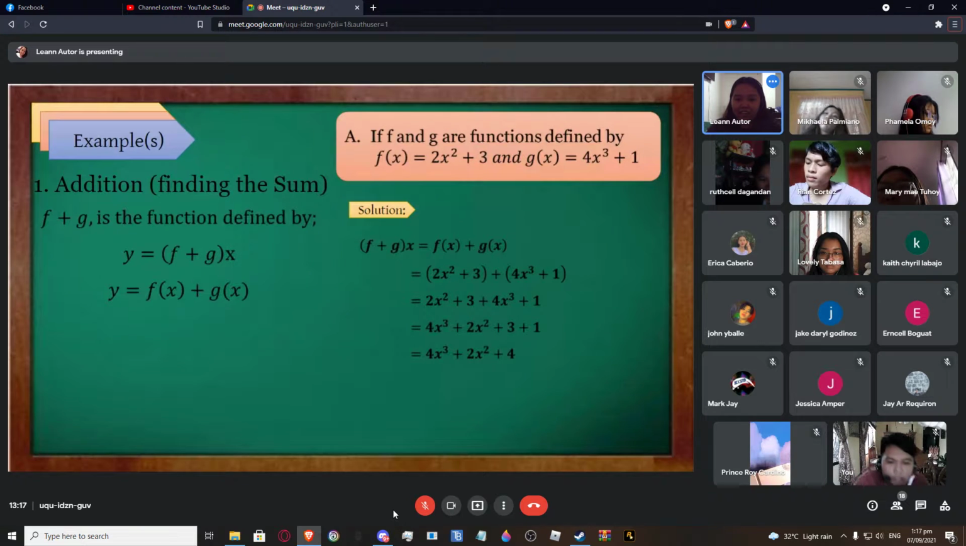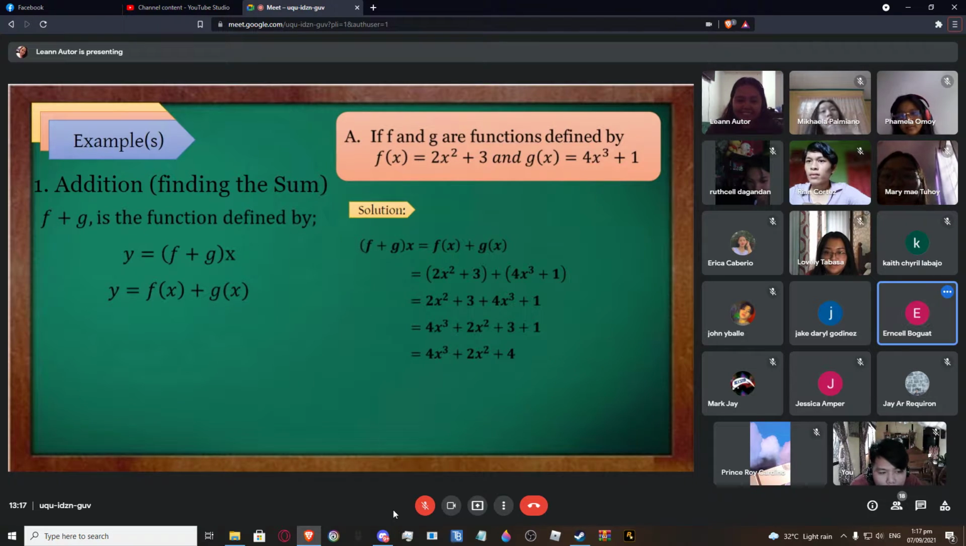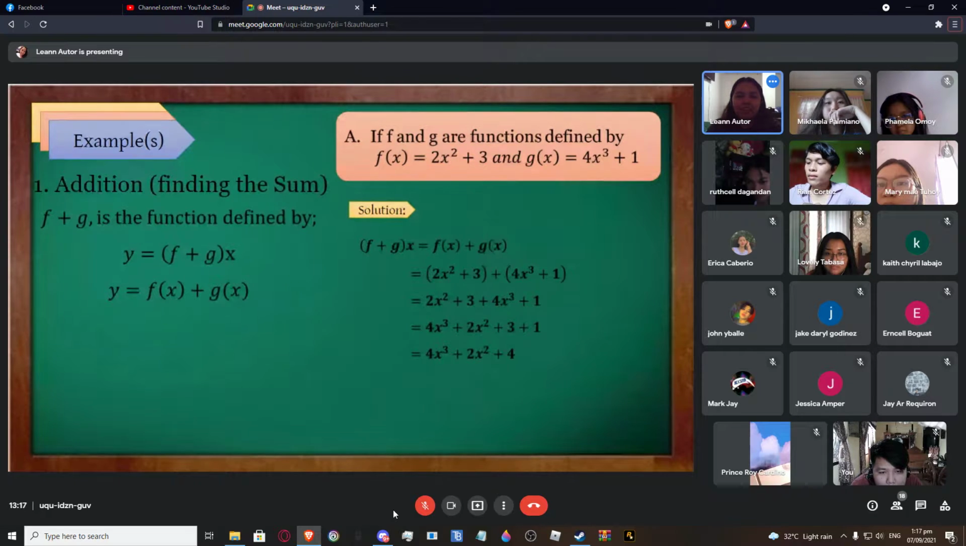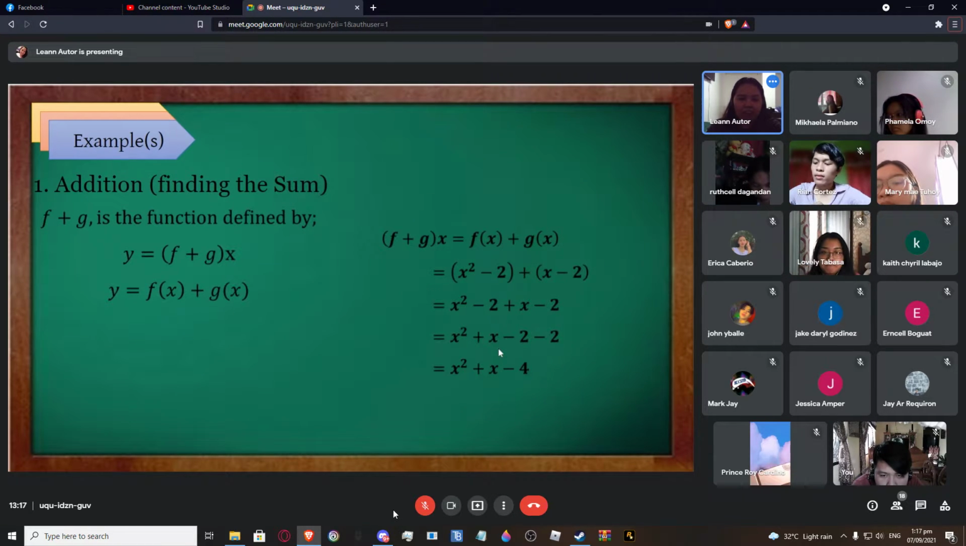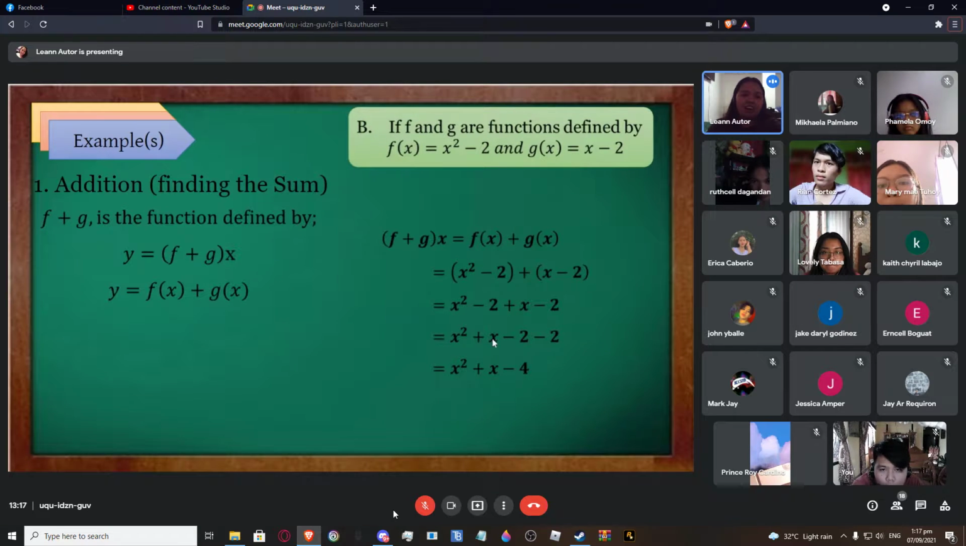Clear? Yes, ma'am. Clear, ma'am. Okay. Sige, pwede na tayo mag-proceed. So, manano siya ang final answer: 4x cubed plus 2x squared plus 4. So, another example of adding function. So, here.